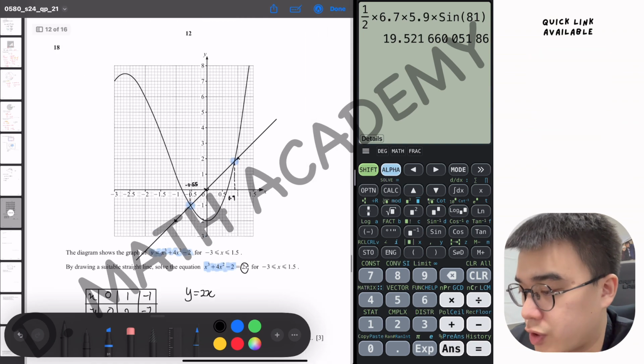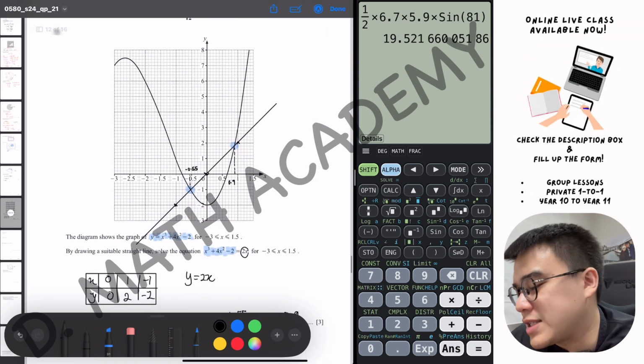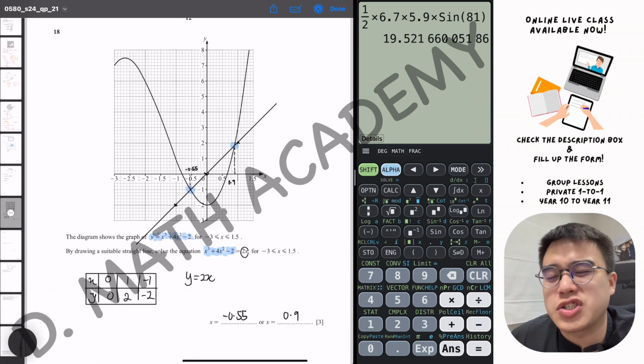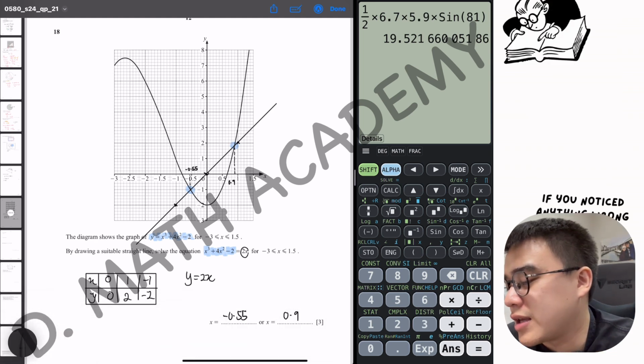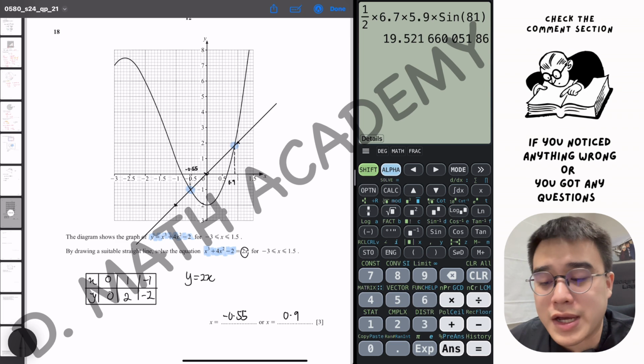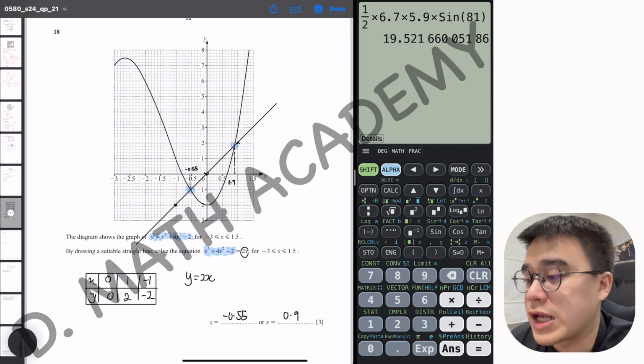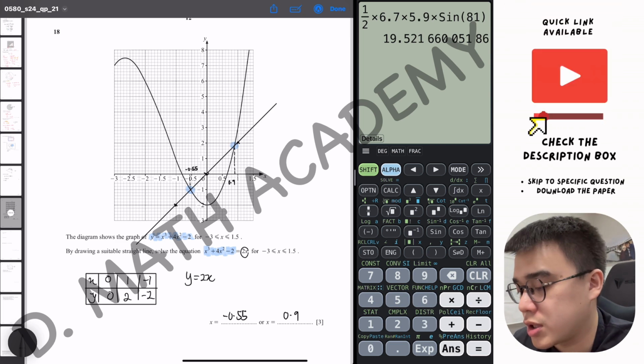Okay, so there goes question 18. If your answer has a very slight discrepancy, it should be fine. Okay, but you still have to take out your marking scheme to double check and see if your answers fall within the range or not.